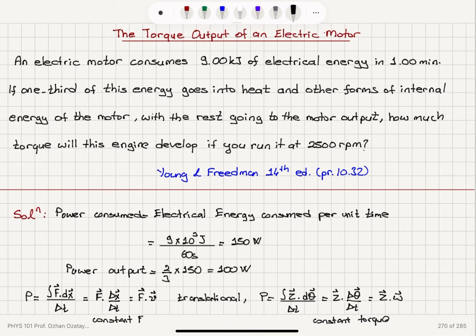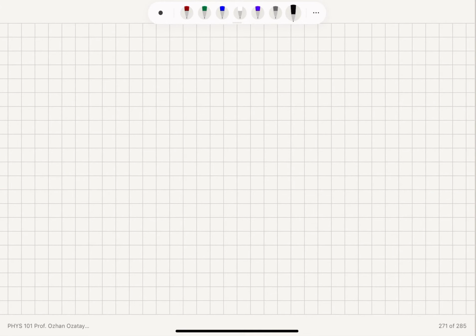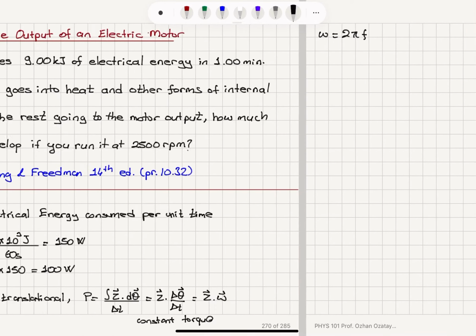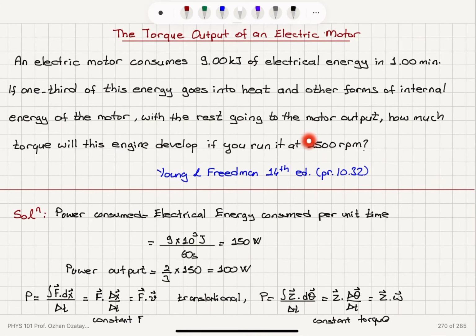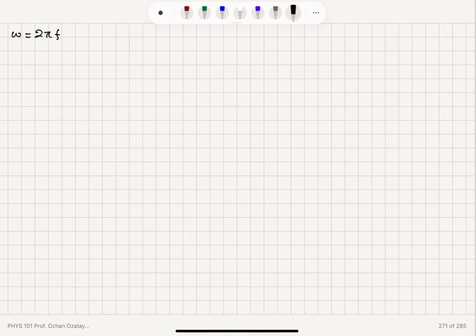Okay, so having remembered these results, we have an angular frequency omega, which is 2 pi times the frequency f, and we have 2500 revolutions per minute. So this will be 2 pi times 2500 divided by 60 seconds. So this gives us 500 pi divided by 6 radians per second angular speed.